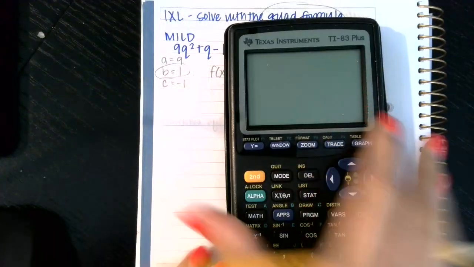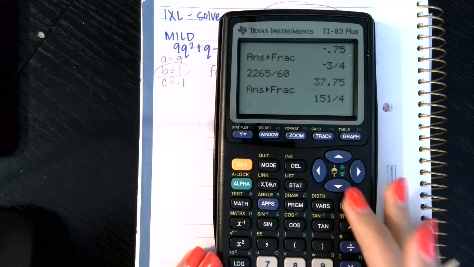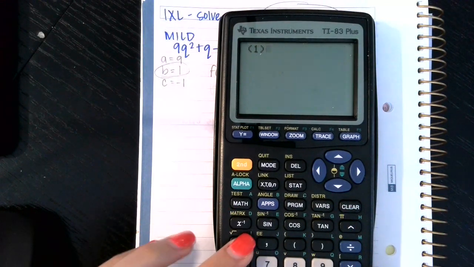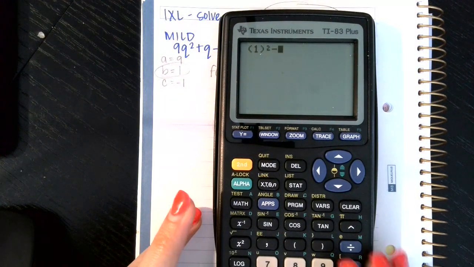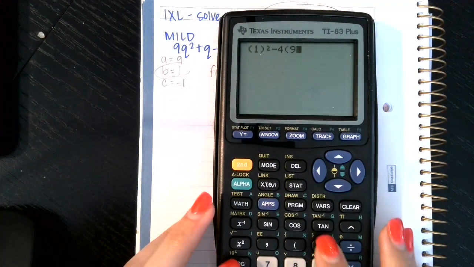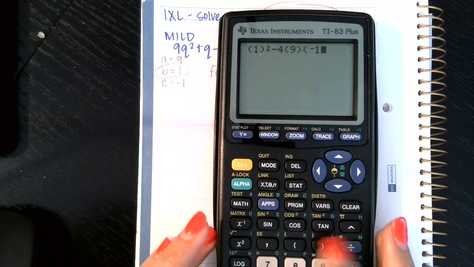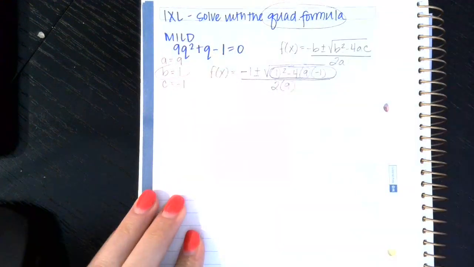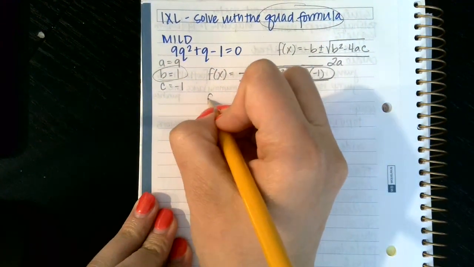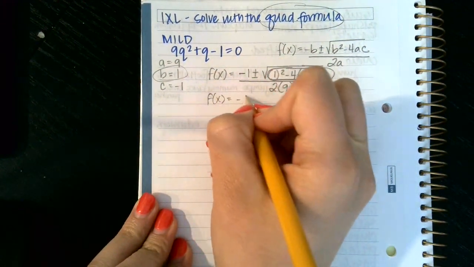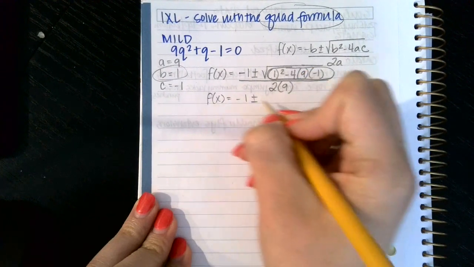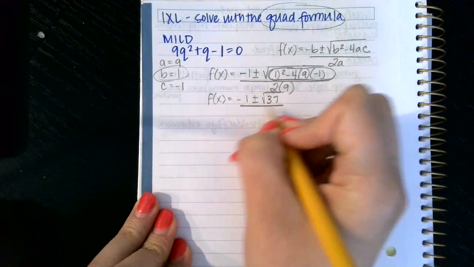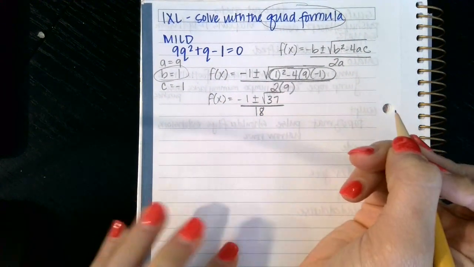So if you do have a graphing calculator, you're going to put this in exactly as you see it, with the parentheses and all. You're going to have to use several different parentheses sets. 1 squared minus 4 times 9 times negative 1, just like this. And I push enter. That's 37. So I have f of x equals negative 1. There's no keep, change rule there. Plus or minus the square root of 37 over, what's 2 times 9? 18. Please don't say 11.